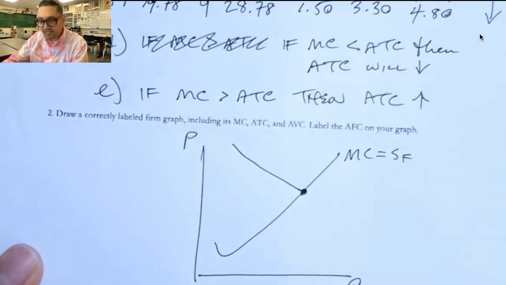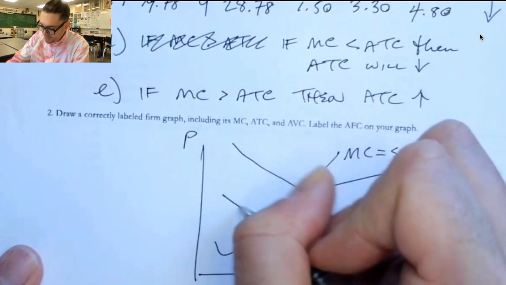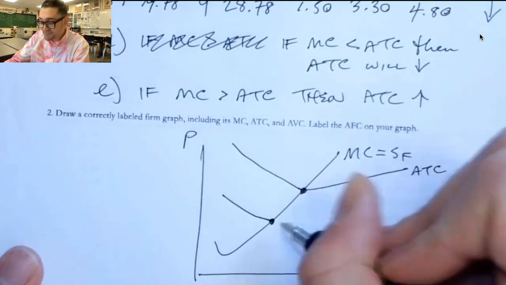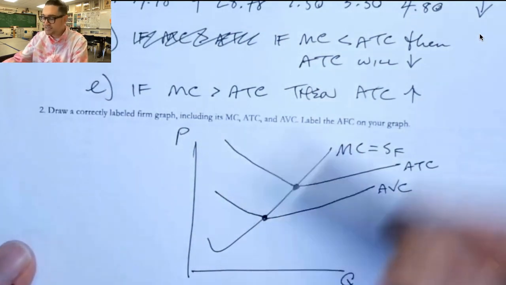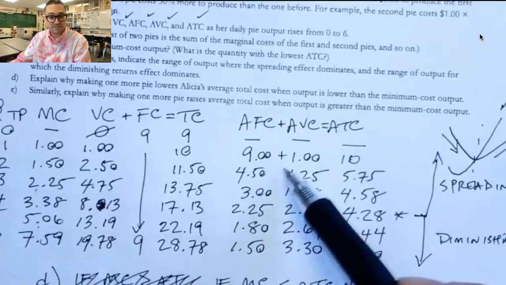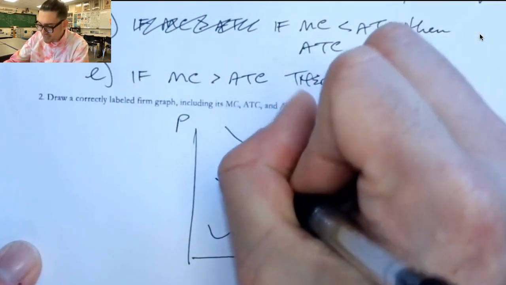It's going to come down. I take my pen off and then come back up again, ATC, and then come down. That same idea with AVC, and then come back up again, AVC, and we've got to label the AFC. We know from this first problem, AFC plus AVC is ATC, and so we can label that the vertical distance between these two lines is the AFC.